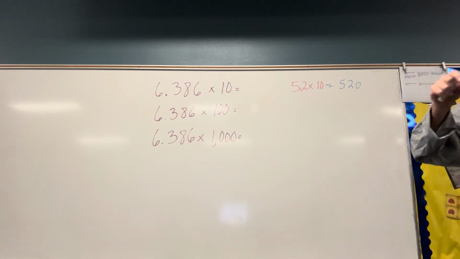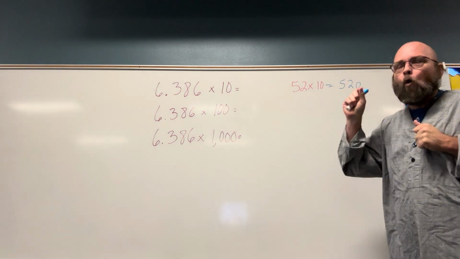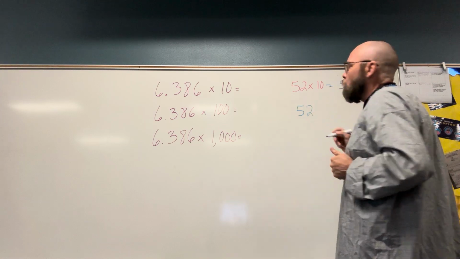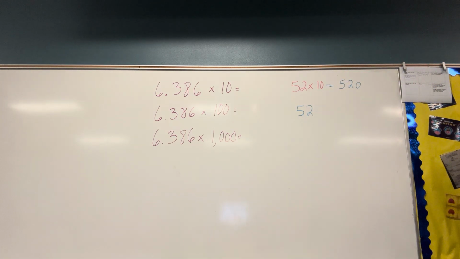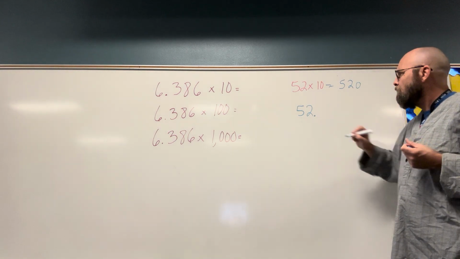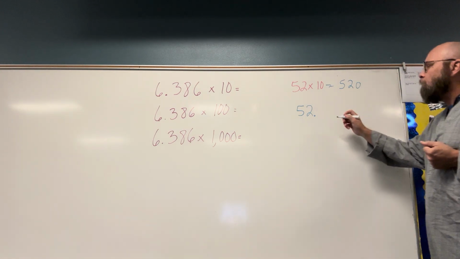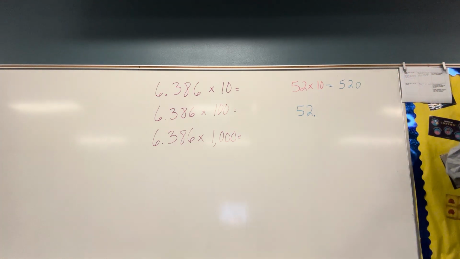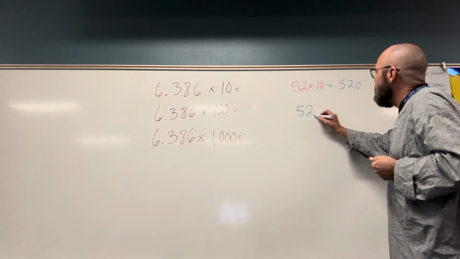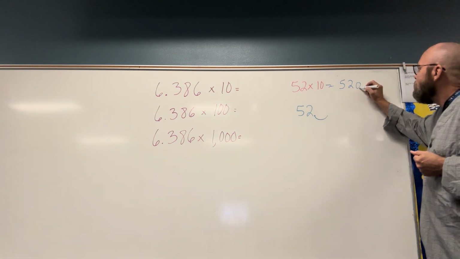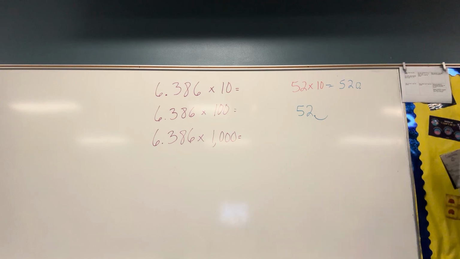Why that is true with a whole number. So let me explain why it is true with a whole number. In the number 52, where's my decimal point? The decimal point's after the ones place. What number's in the ones place? The 2. What you did when you multiplied by 10 is you moved the decimal point to the right one place. That is why you got 520.